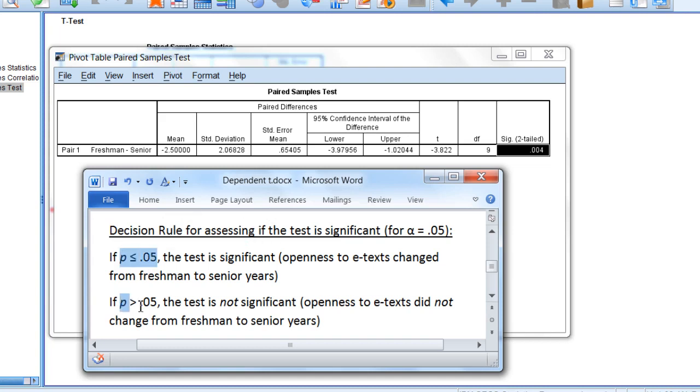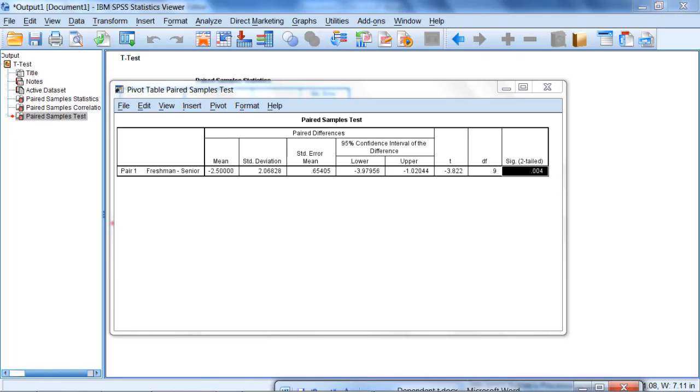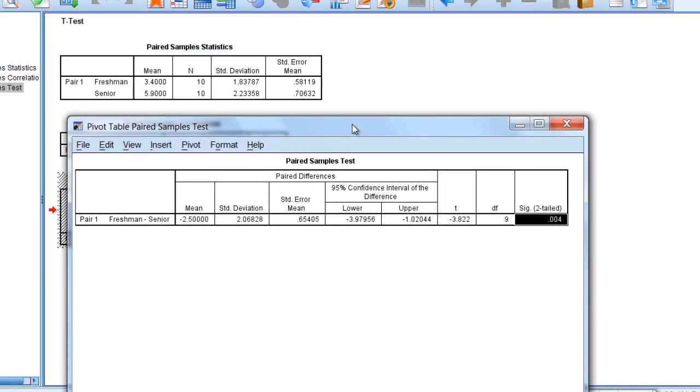Applying our decision rule as always, we can see that the p-value of 0.004 falls into this first condition here. It's less than 0.05, indicating that the test is significant, which means that openness to e-texts changed from the freshman to senior years. So since we know that the test is significant, we'll look back at our means once again, and we can see here that seniors were significantly more open towards e-texts, as they have the higher rating, than were freshmen.